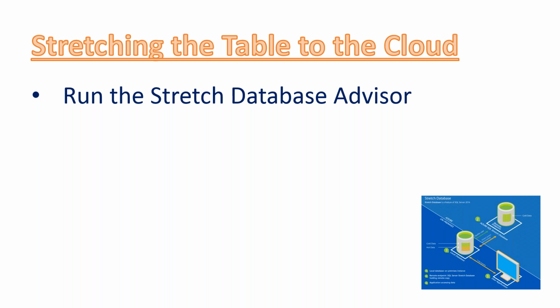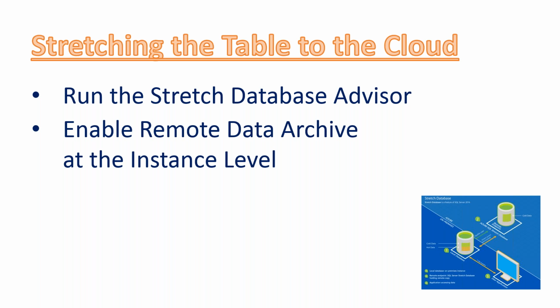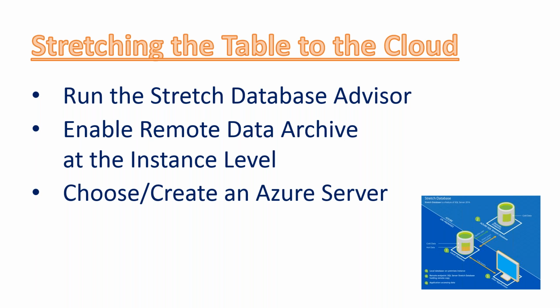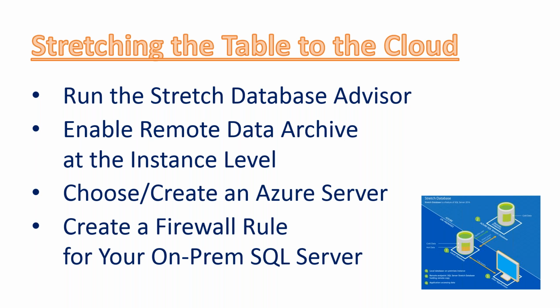Once you identify the appropriate tables and you know that you want to use this feature, the next thing to do is to enable stretch database, or it's called remote data archive, at the instance level using the sp_configure command. Once you enable that, you need to set up the Azure server. So you need to go and choose an existing Azure server or create a new one. Of course, you need to have an Azure account for that. And once you set up the Azure server, you need to configure the firewall in the Azure server. Most of the things here can be done through the wizard in Management Studio, so you don't really need to do everything yourself step by step. Of course, everything can also be done using T-SQL.